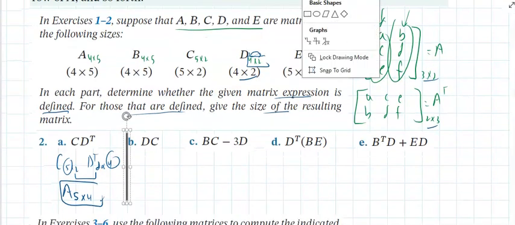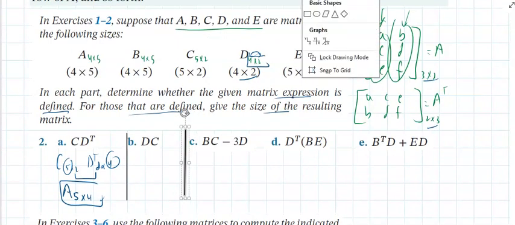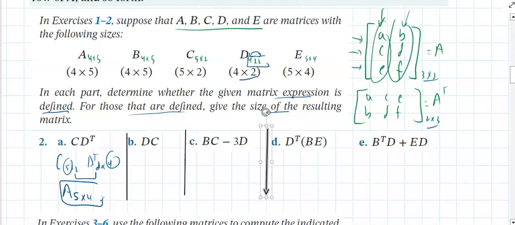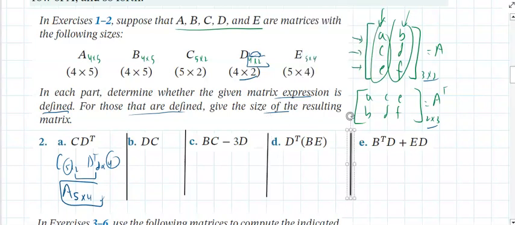Let's do B. Is that possible? And if this is possible, tell me what that's going to be. And what do we think? If I take D, D is 4 by 2. And C, C is 5 by 2. Since the inners don't match, this is not defined, which means you can't multiply such matrices.